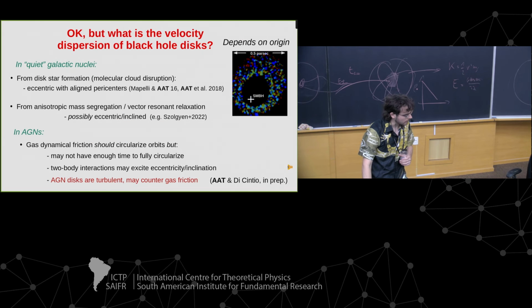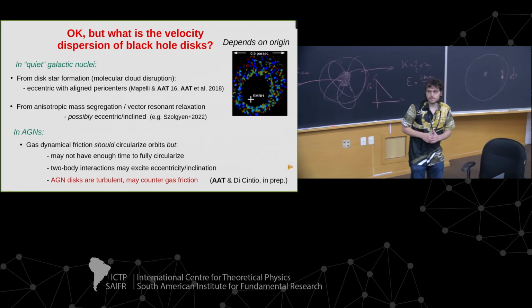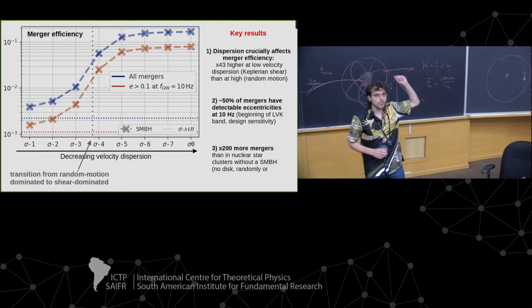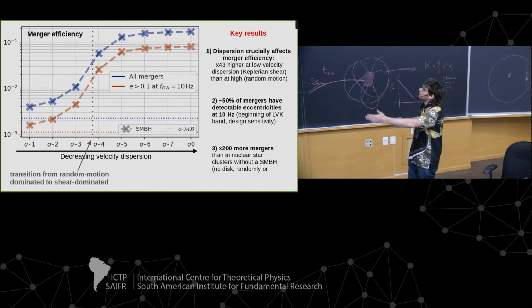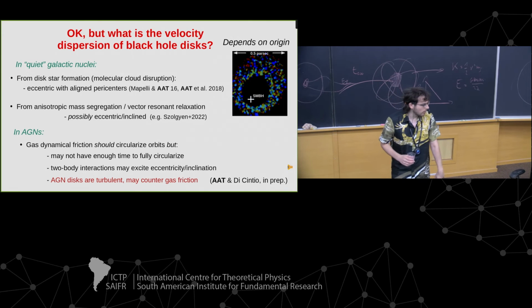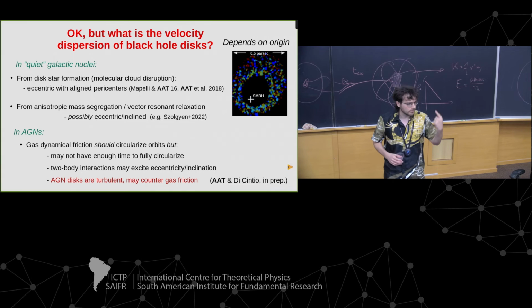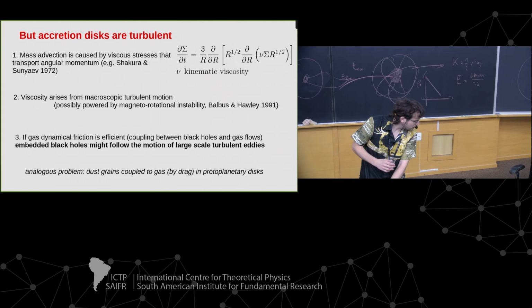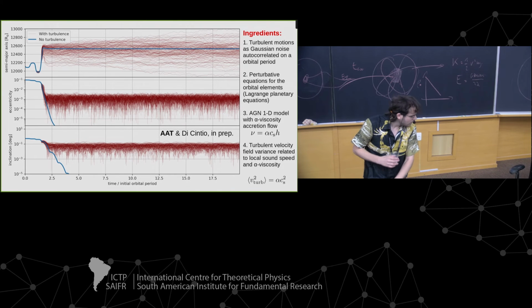Something we still don't know is what the velocity dispersion of black holes in a disk actually is. That's why I didn't take one single value of the velocity dispersion; I just explored the whole parameter space. The reason is that we still don't know what processes drive the eccentricity pumping and the inclination excitation of black holes embedded in disks, or even in dry disks.